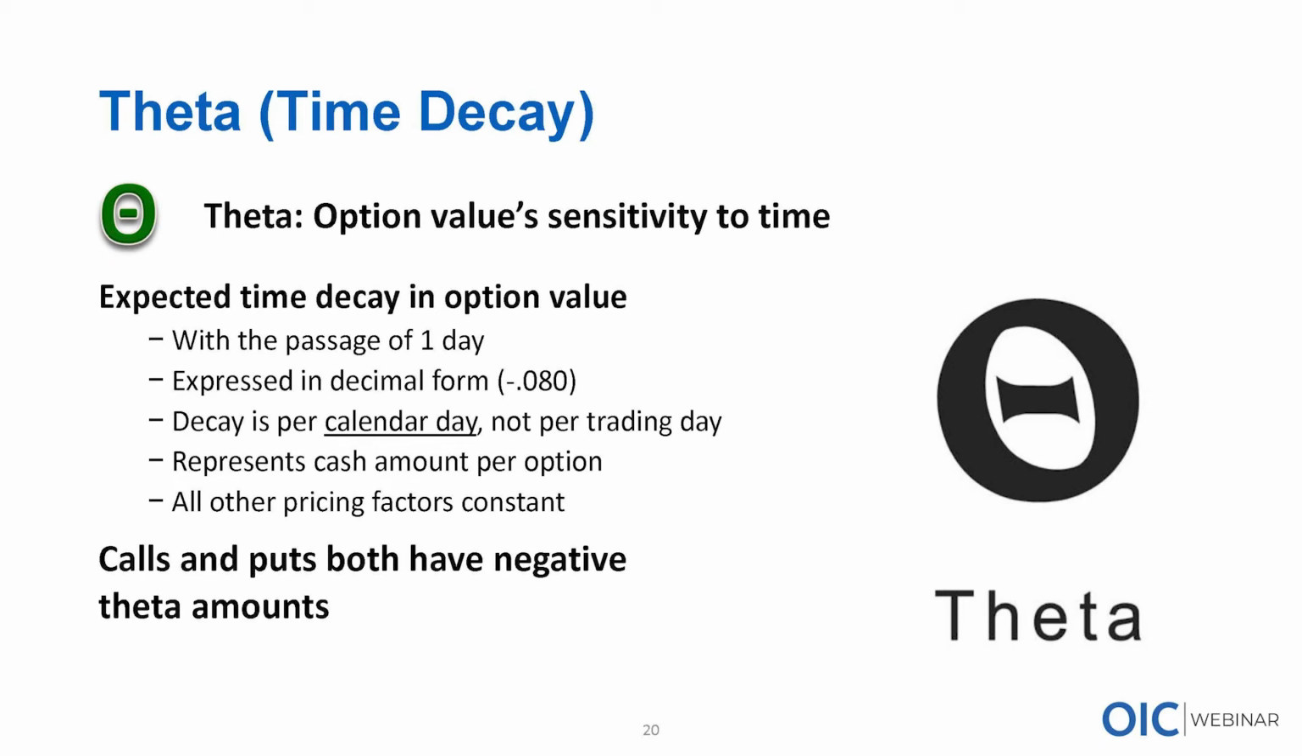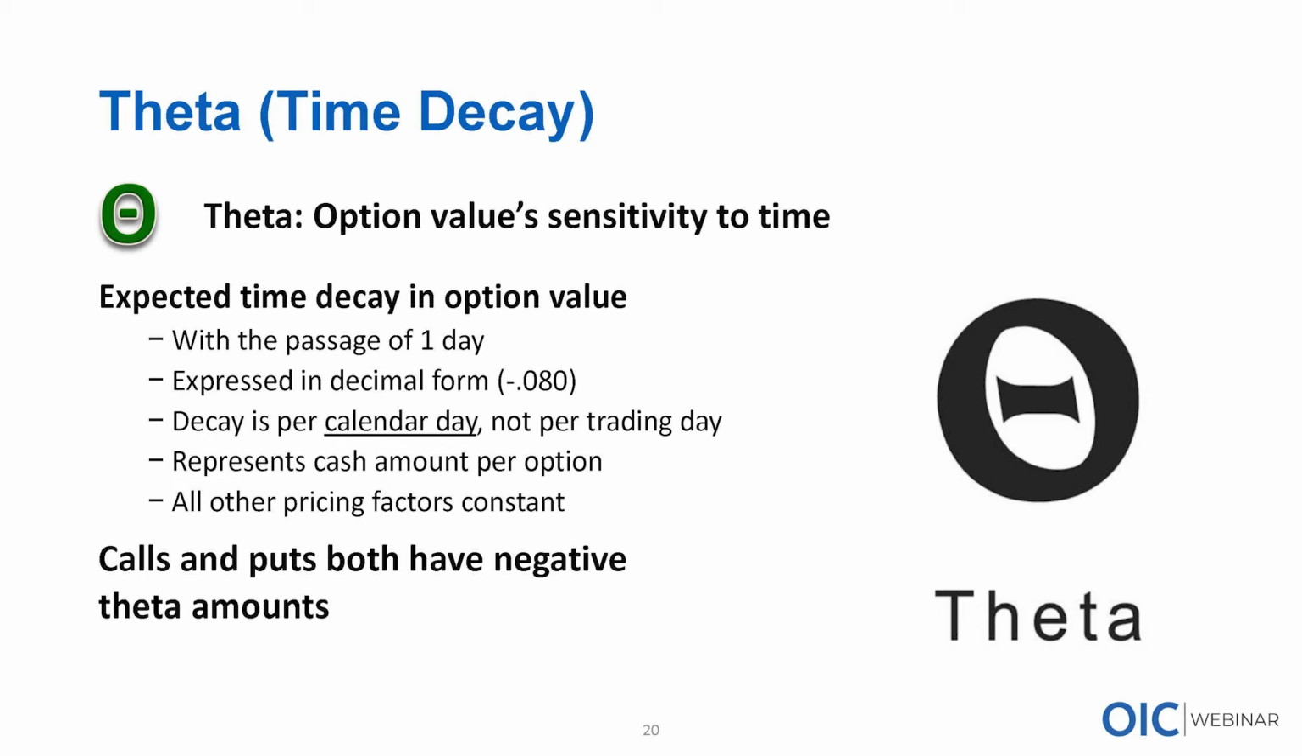It's expressed in decimal form, and it's a decay per calendar day, not trading day. So this is really important. Options do decay over the weekend, even though we only trade Monday through Friday, barring any holidays. Options do decay on weekends. They decay on holidays. So they decay over calendar days.